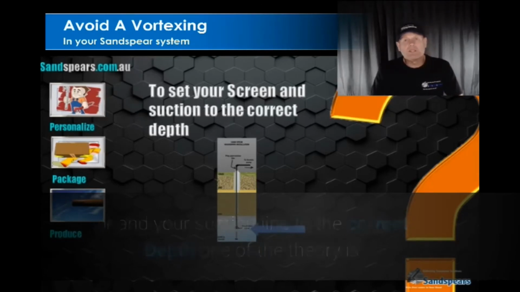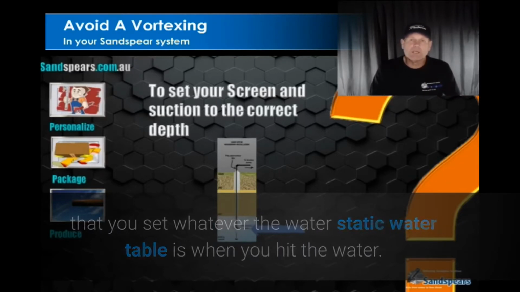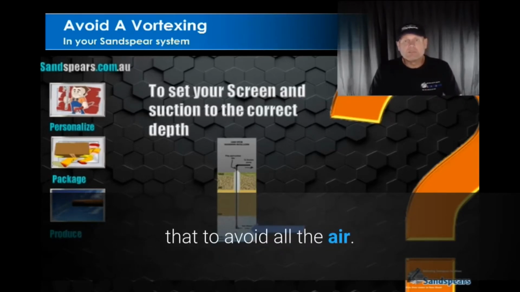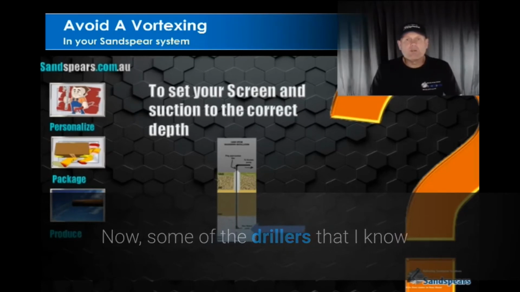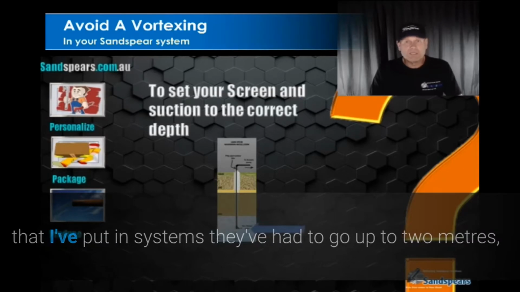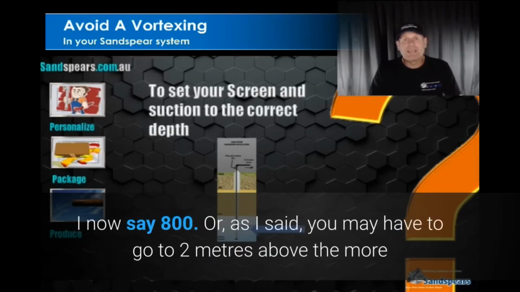One of the theories is that whatever the water table is when you hit the water, the top of your screen must be at least 800 millimeters below that to avoid air. Now, some of the drillers that I know that have put in systems have had to go up to 2 meters. So 800 millimeters is definitely the minimum. I used to think 600, but not anymore. I now say 800.